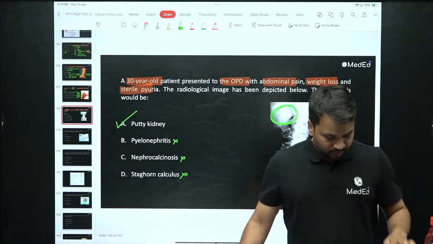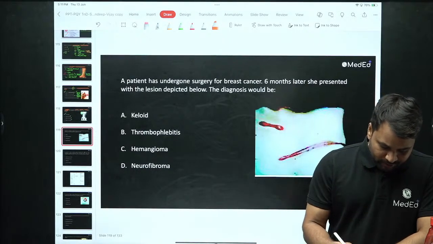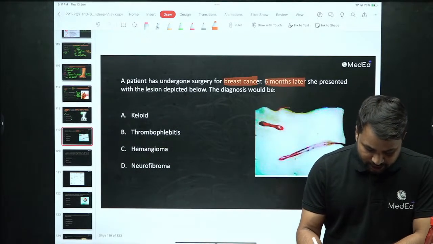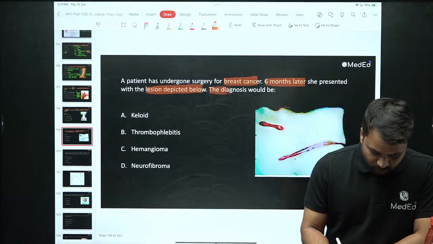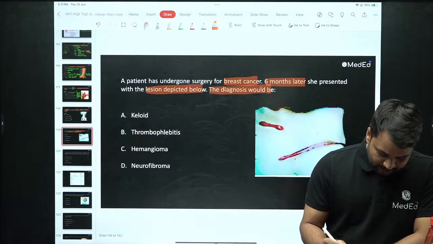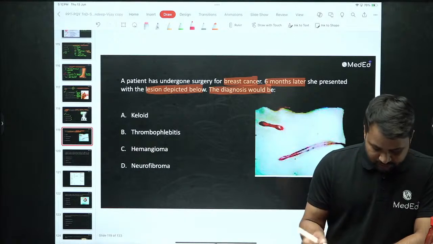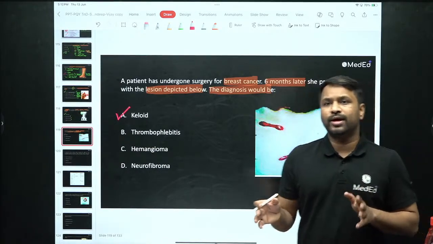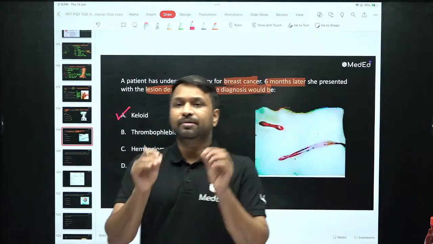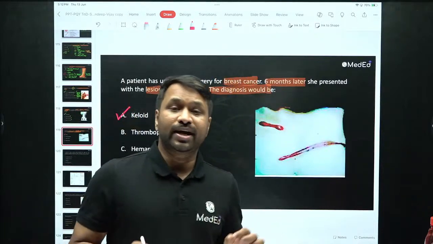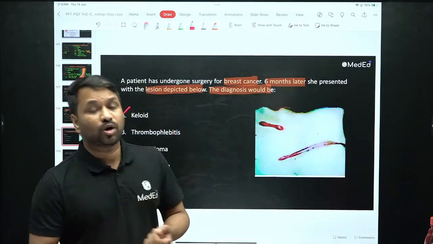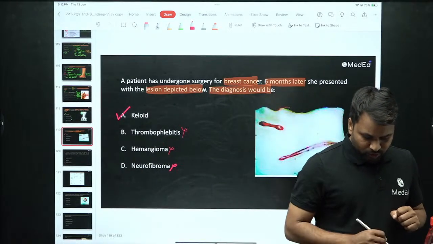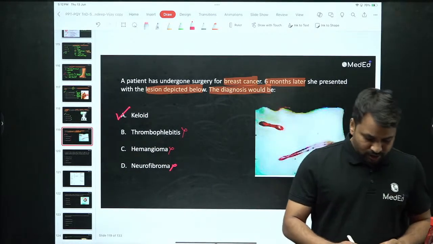Okay. Now, going on to the next question, a patient has undergone surgery for breast cancer. 6 months later, she presented with a lesion depicted below. What is the diagnosis? Now, here the diagnosis is pretty straightforward. It is keloid. When you talk about difference between a keloid and a hypertrophic scar, see, hypertrophic scar will be limited to the wound site, whereas keloid will be involving the normal surrounding site as well. It is not thrombophlebitis, not hemangioma, not neurofibroma. Answer here is going to be keloid.